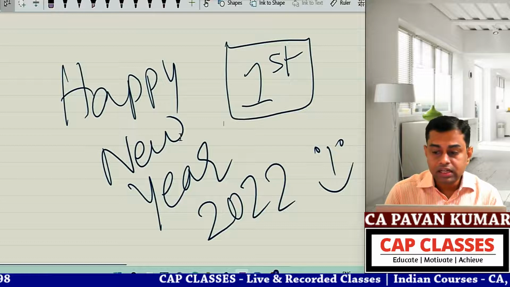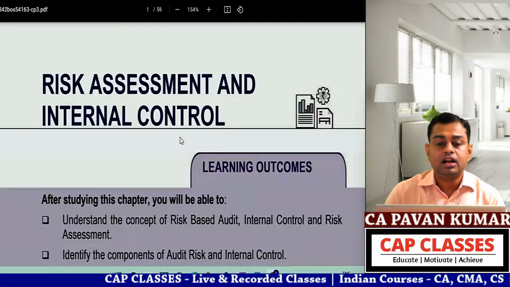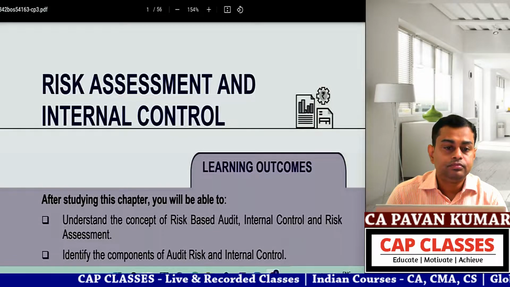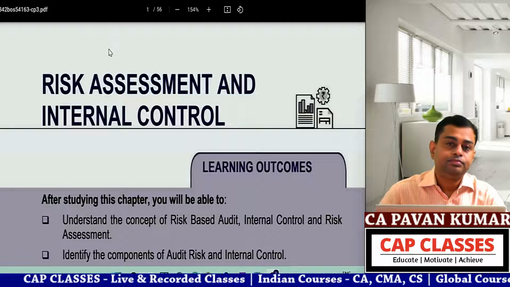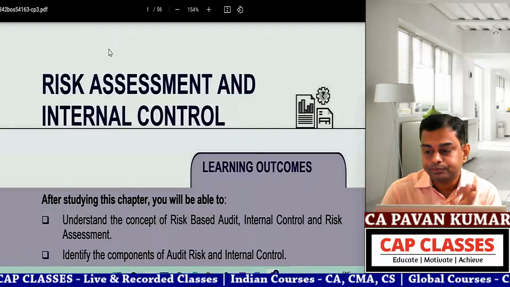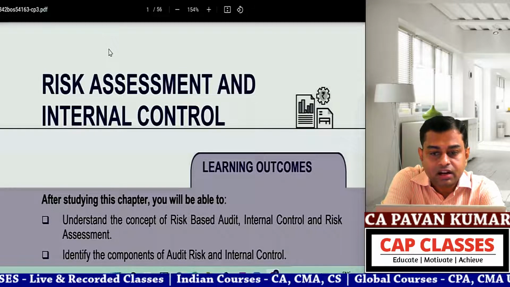So we are starting with risk assessment and internal control. Put the heading, Chapter number 3. Put the heading: risk assessment and internal control.